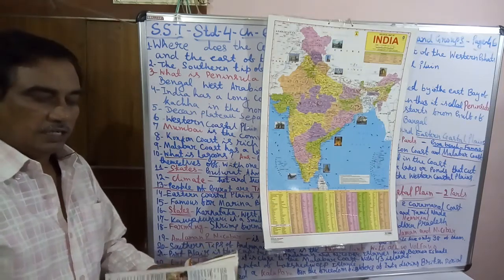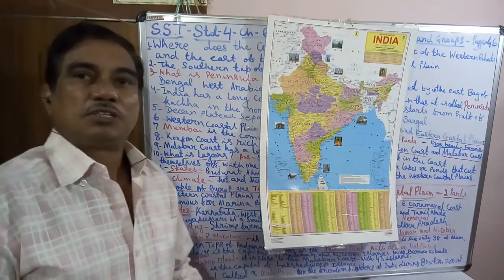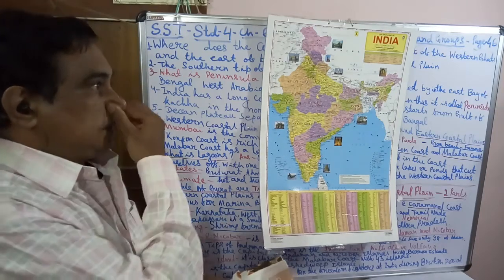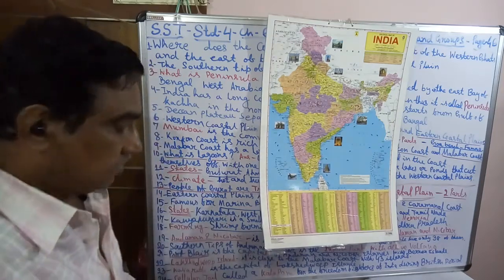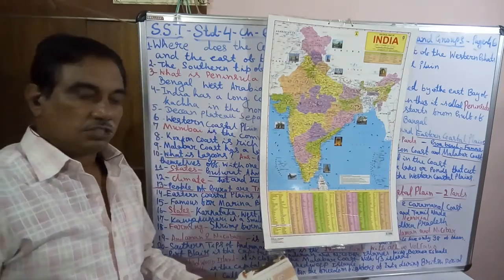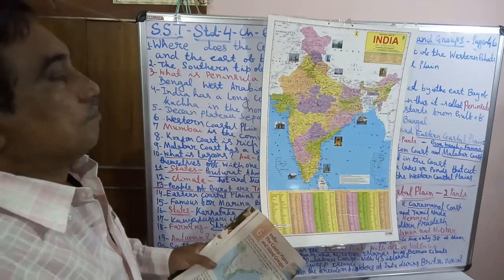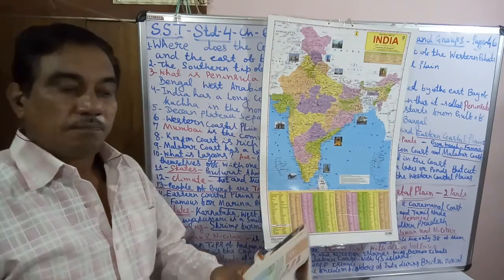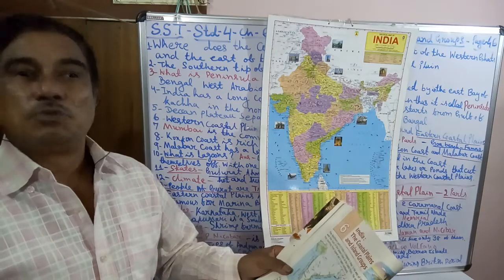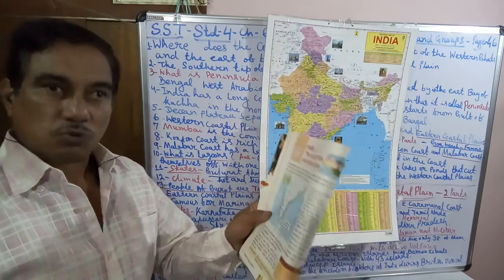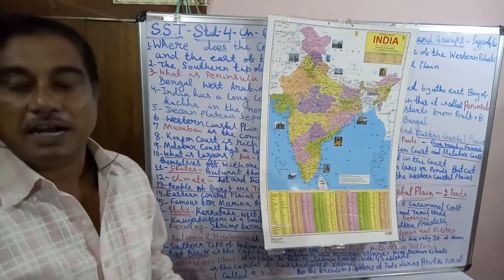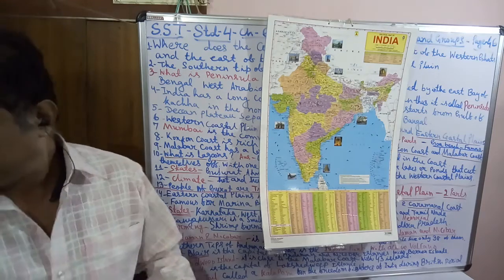Today we will start chapter 6. Chapter 6 is Coastal Plains and Island Groups. Indian coastal plains and island groups.